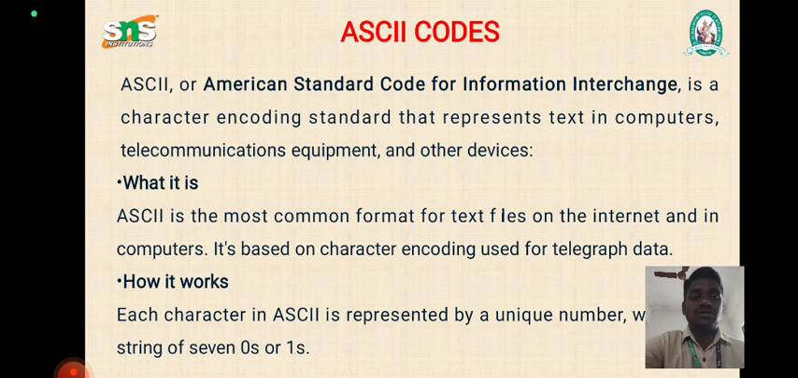ASCII is the most common format for text files on the internet and in computers. It is based on character encoding using telegraph data. How it works: each character in ASCII is represented by a unique number, a word string of 7 zeros and ones. Let's see some examples of how the codes work in our computers, mobile phones and telecommunication equipment.